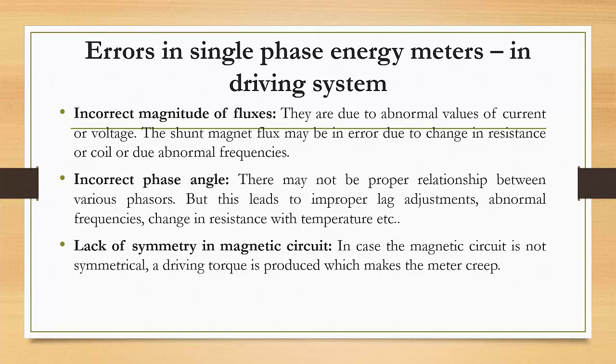And the next error produced is lack of symmetry in the magnetic circuit. In case the magnetic circuit is not symmetrical, the driving torque produced in the energy meter will make the meter move slowly. The meter moving slowly in an energy meter, we call it creep. So this creep is produced when the magnetic circuit is not symmetrical.